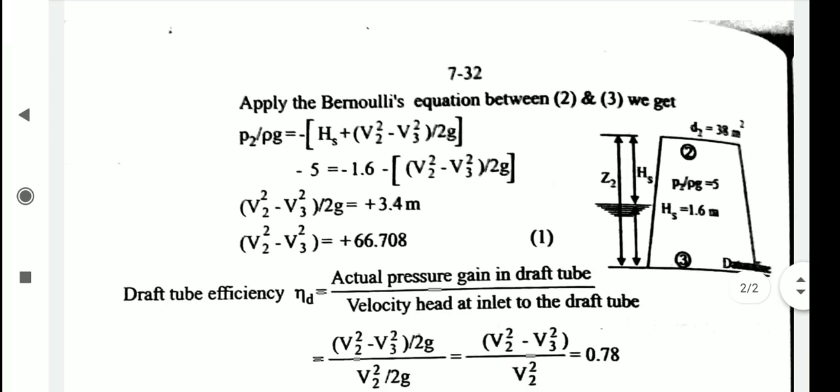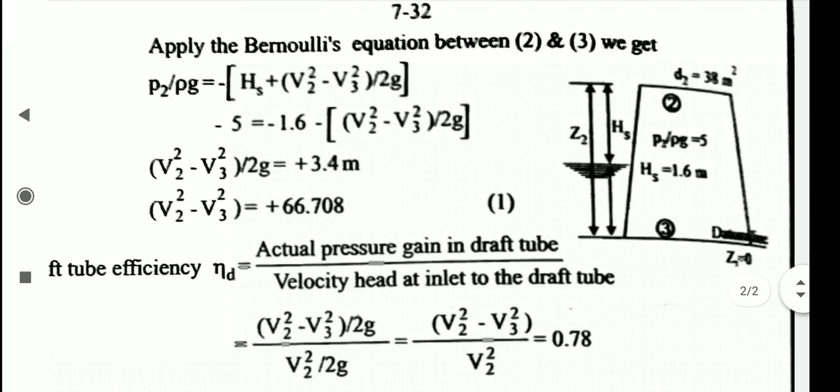So this is a draft tube. D2 is given, that is 3 meter at the outlet, area 3 meter square. The head hs is given, that is 1.6 meter, and P2 by rho g is given, that is 5.